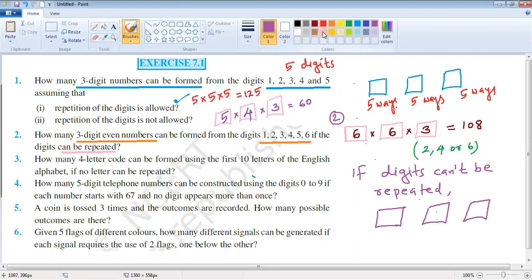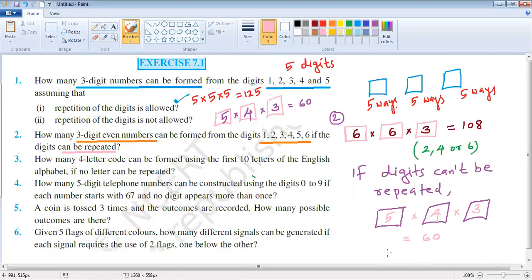And as I told you in the above case, the unit place has 3 options: either 2, 4 or 6. Now one digit is already used in the unit place, so we have only 5 different ways to fill the 100th place. One digit is used in the 100th place and one digit in the unit place, so 2 digits are already used and only 4 digits remain. So it is possible in 5 into 4, 20, 20 into 3, 60.